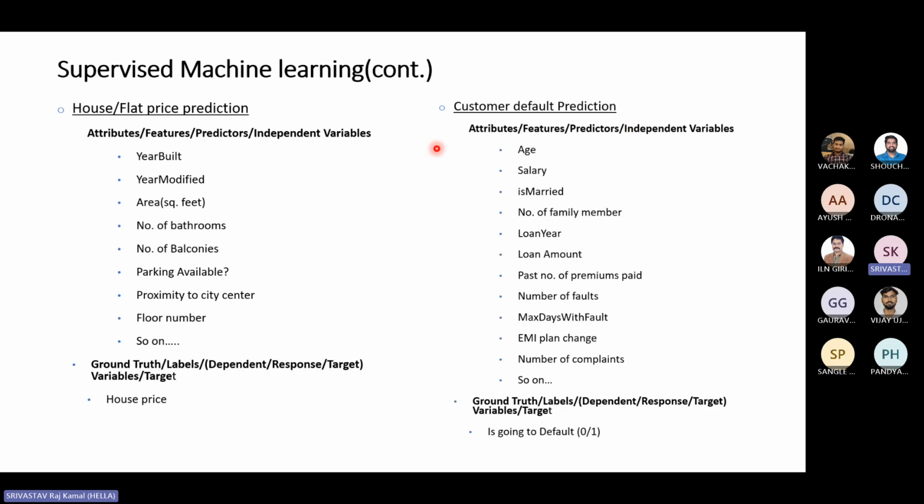Customer default prediction. These many could be the attributes, and even more: age, salary, is married, number of family members, loan years, loan amount, past number of premiums paid, how many defaults happened. Out of 36 premiums, 4 were defaulted. Max days with default, I mean I didn't pay my due for n number of days. That's one feature which decides whether I am going to default in the future. And this is how banks perform the analysis of non-performing assets. The features are very well described by the financial researchers and audit guys. So these are the attributes, and this is a ground truth variable, right?